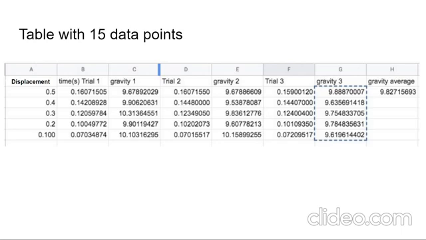These are our tables. This one is for displacements from 0.1 meters to 0.5 meters. Going from columns left to right, we have the times for each trial with the respective calculated value for the acceleration of gravity next to it. In the far right column, we have the average value for the acceleration of gravity from all 15 trials. We found the gravity values by using the equation that we previously derived. We found the final velocity by dividing displacement by time.